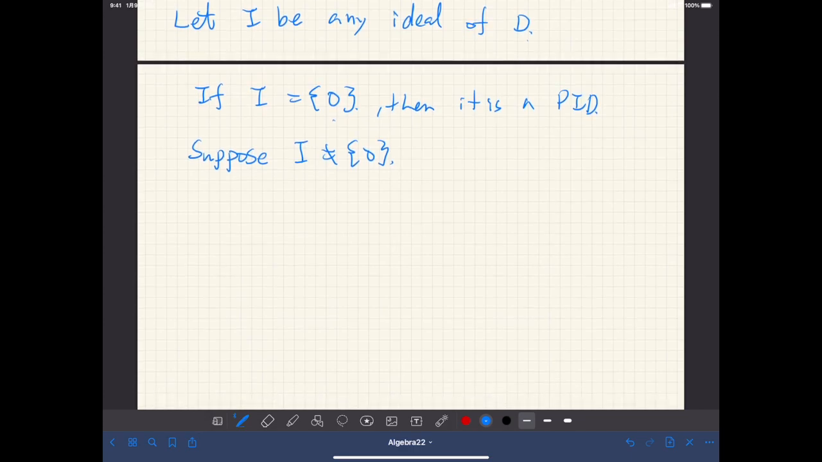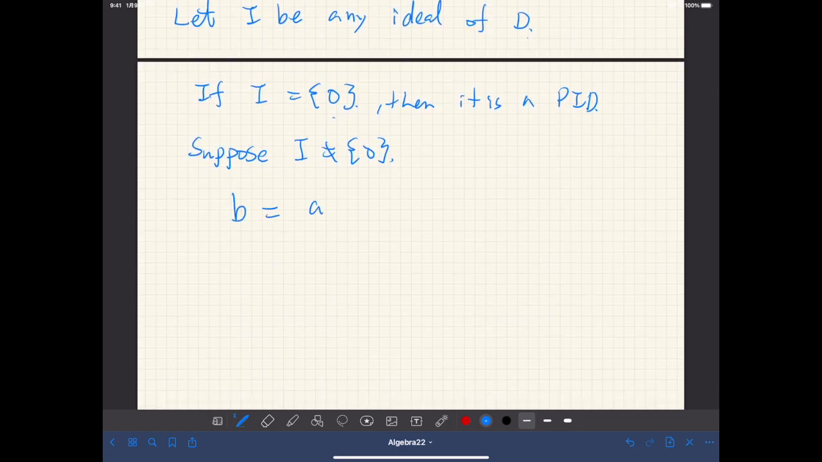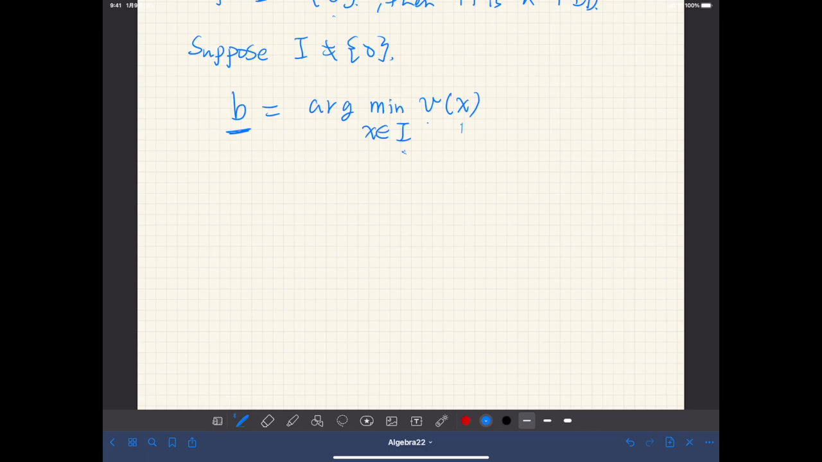Then we choose an element B by this operation: arg min of V of X, where X varies over I. So this means we pick an element of the ideal I such that the value of V of X is the minimum. So if V of X is the minimum, that element X is assigned to be the element B. Then we want to show that this ideal can be expressed as DB. So this is what we want to show.